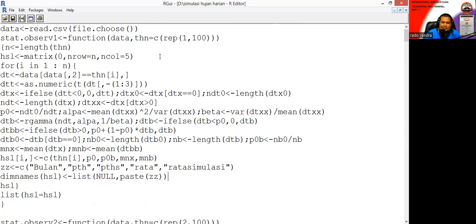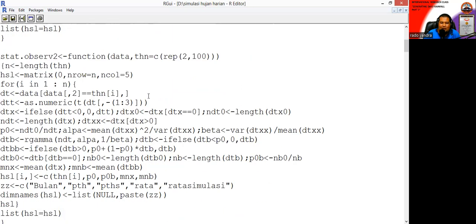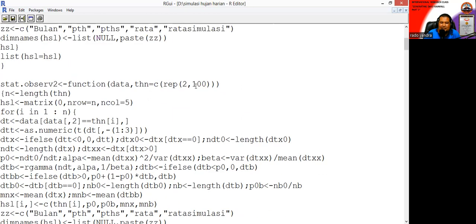Okay, this is for the first month, January. We call this one state observed 1. Then for February, the 2nd month, we use the same program, only making a difference in this one. We change it to the number 2. It means we only process the 2nd month for 100 times. And then we call the program state observed 2.